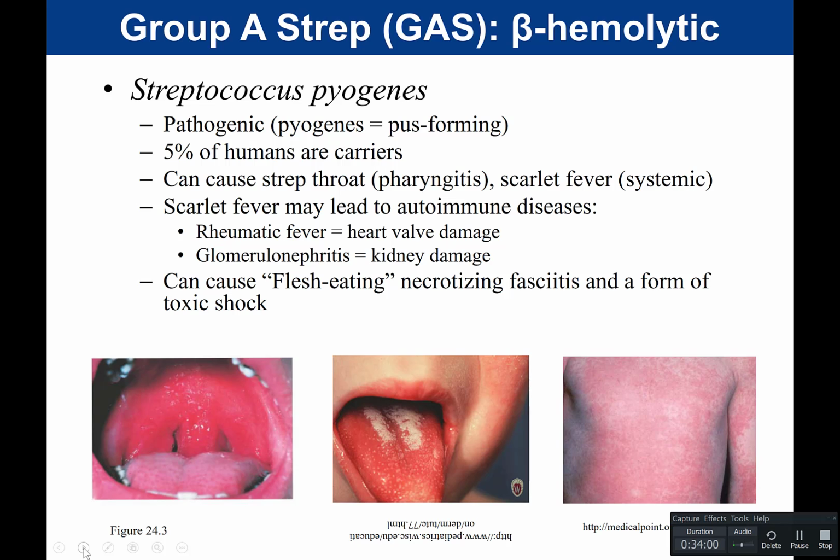It's the most common cause of necrotizing fasciitis or flesh-eating disease. It also can cause toxic shock syndrome. So you just want to kind of understand what diseases are associated with strep pyogenes. But the biggest thing is that the strep pyogenes is a type of group A strep. It's categorized as being group A strep, and group A strep is beta hemolytic.